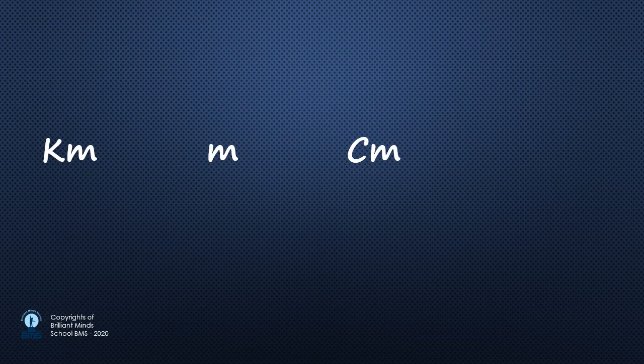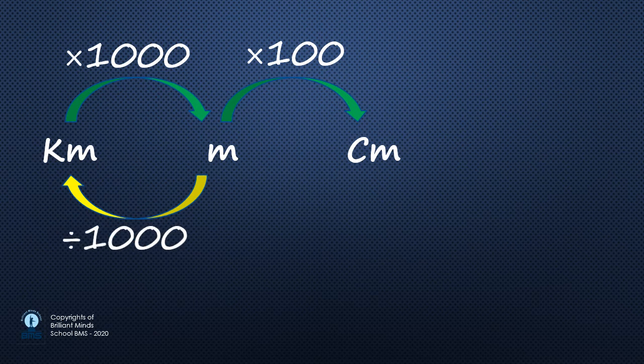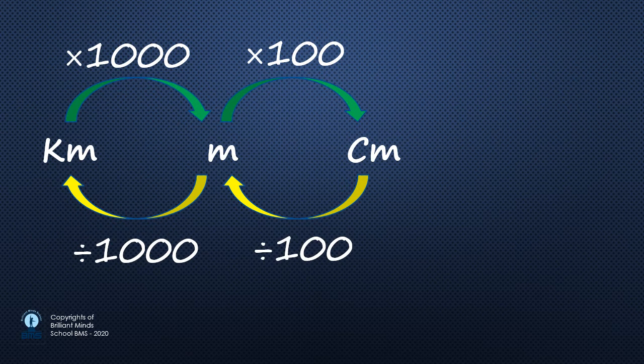Now, if I want to convert from kilometer to meter, we will multiply by 1000, because 1 kilometer equals 1000 meters. If we want to move from meter to centimeter, we multiply by 100. If you want to move in the inverse direction, from small to big, I will divide. From meter to kilometer, we will divide by 1000. To move from centimeter to meter, we will divide by 100.